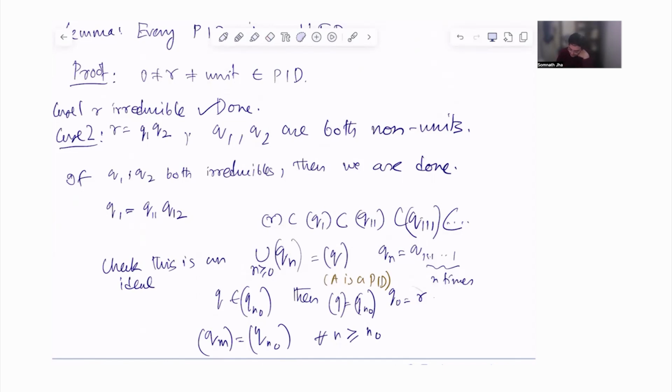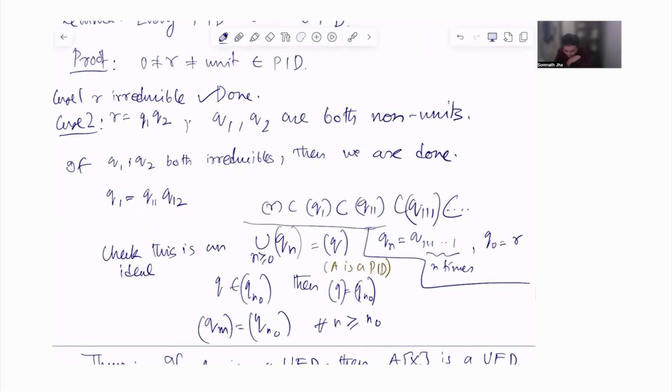So yeah, we had written it like this. So the ideal generated by Q equals (Qn0).